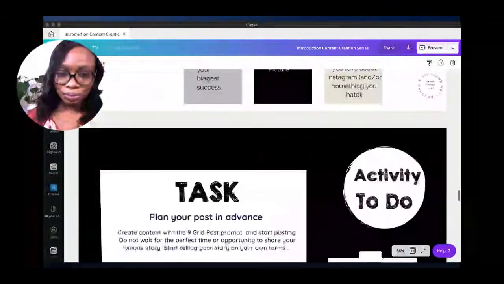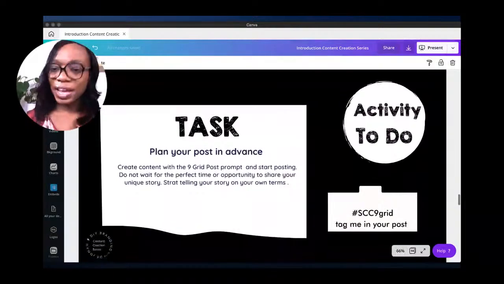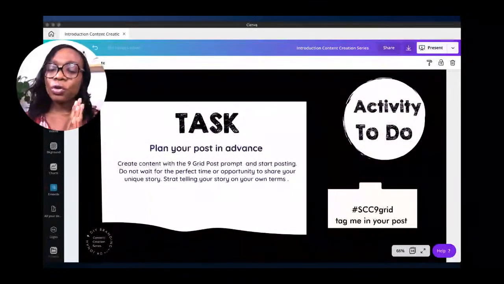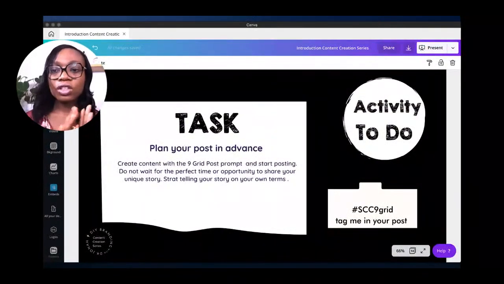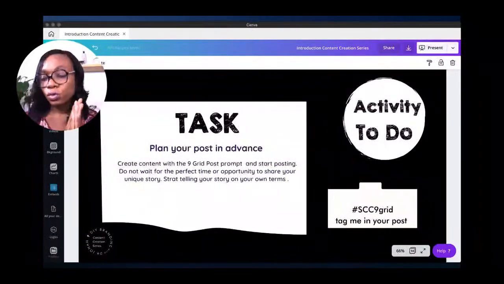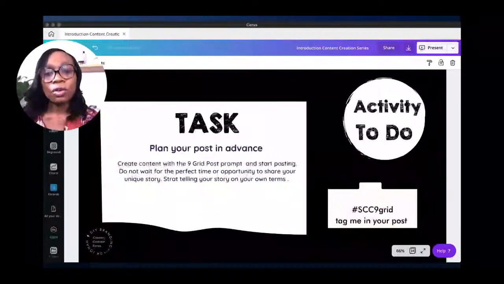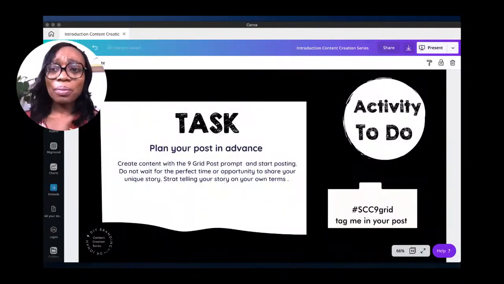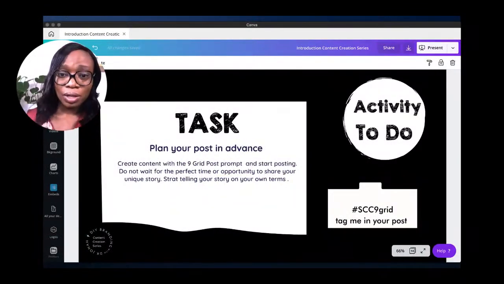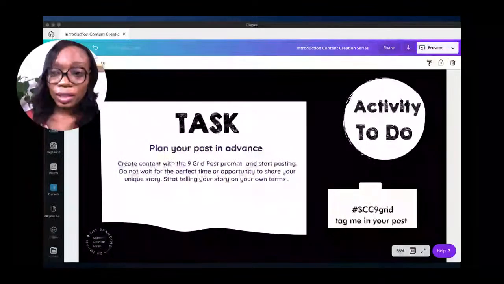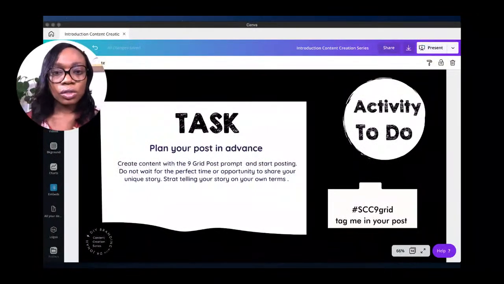So I'll repeat the task. Plan your post in advance. Use tomorrow to plan your 9 posts. If you're doing more than 9 posts, use tomorrow to plan your posts. Plan in advance. Don't wait till the morning of to do your planning. You can plan your post tonight, immediately after this call. Just plan your 9 grid quickly and get it done with, because you already have this.